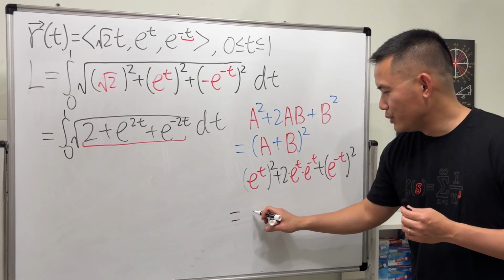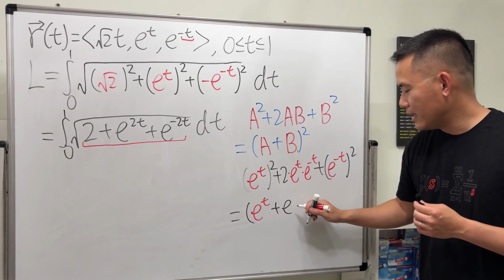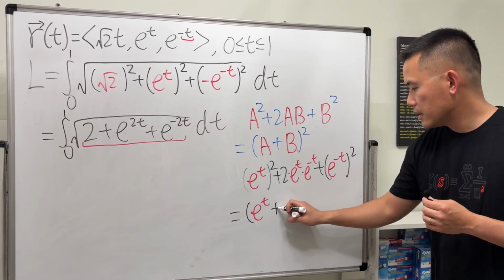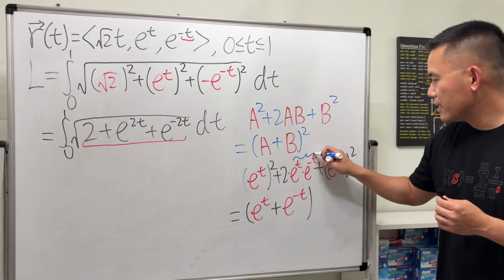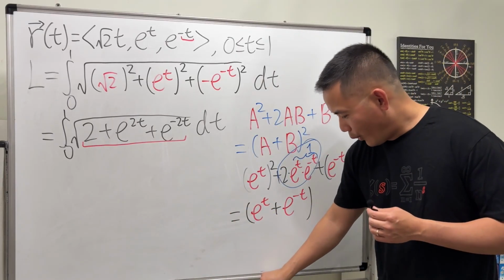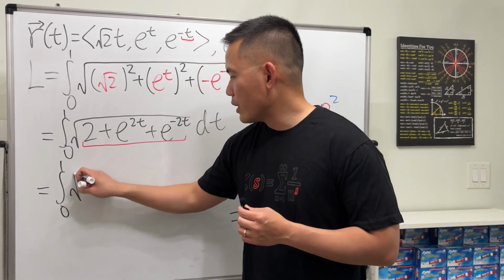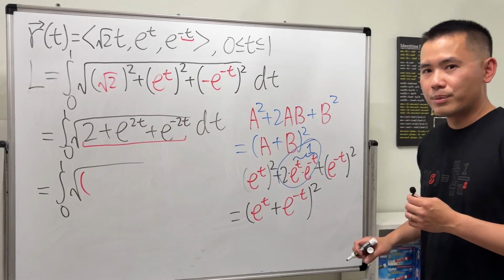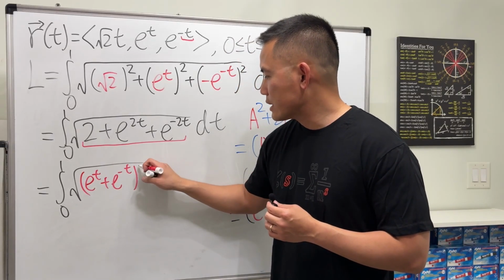So this is really the same as e to the t plus e to the negative t, squared. And again, these two multiplied together is just equal to 1, and that's why we have that 2 right here. So all together, inside we are just going to get the integral from 0 to 1 of the square root of, parentheses, e to the t plus e to the negative t, and that's to the second power, by the way.